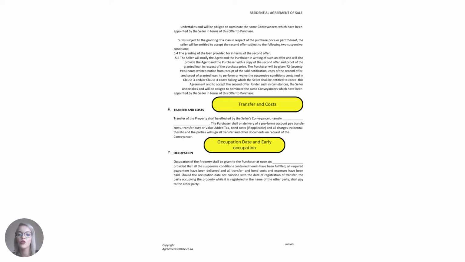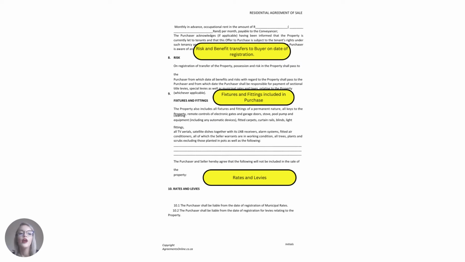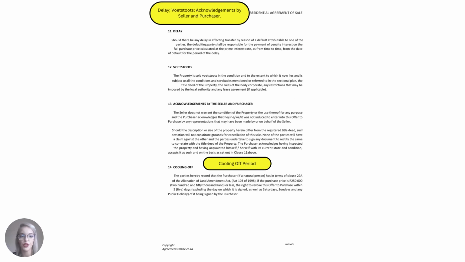The agreement also covers occupation, risk, and also any fittings and features that are included in the sale, as well as those that are excluded, and then just makes note of rates and levies and who will be responsible for that. The agreement then has some general clauses such as delay and voetstoots.